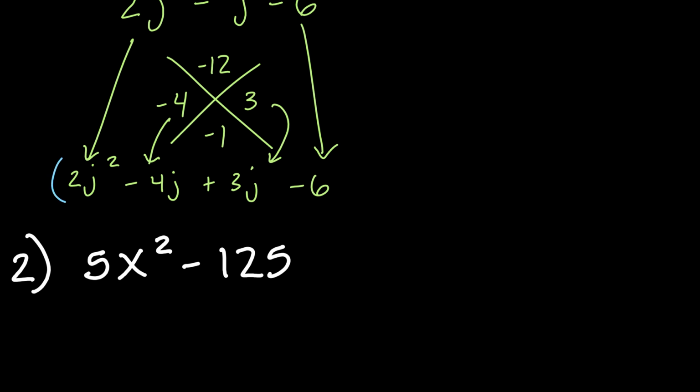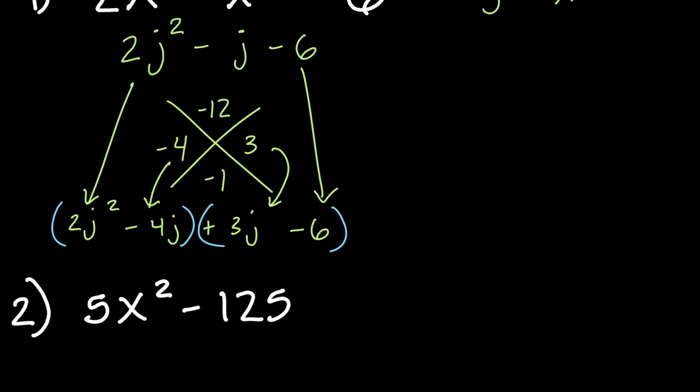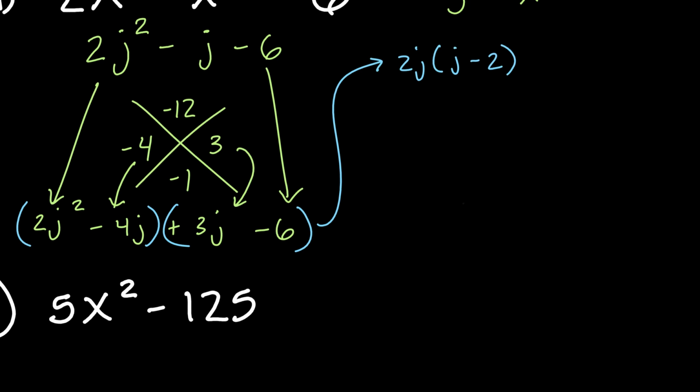Yeah, you split them into 2. You factor by grouping, it's called. So what can I pull out of 2j squared minus 4j? I can pull out a 2j. And I'm left with j minus 2. And then what can I pull out of 3j minus 6? A 3, good. And I'm left with j minus 2.